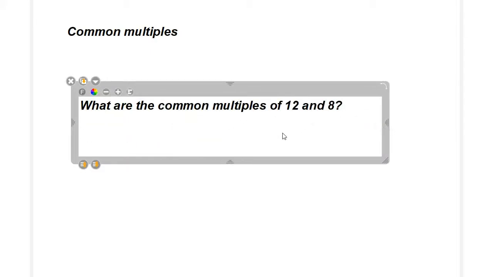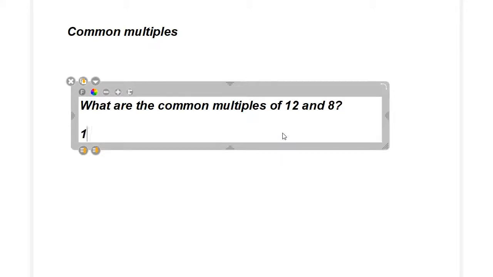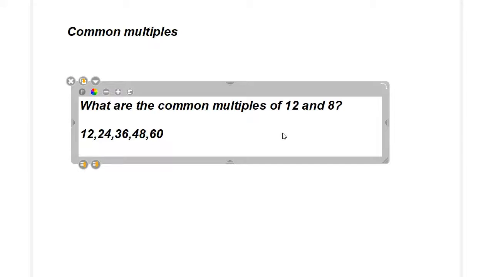I'm not sure if you watched the previous video, but it shows you how to find multiples, and basically it's very simple. The multiples of 12 are 12, 24, 36. It's basically 12 times 1, 12 times 2, 12 times 3, right? Then 48, 60, right?